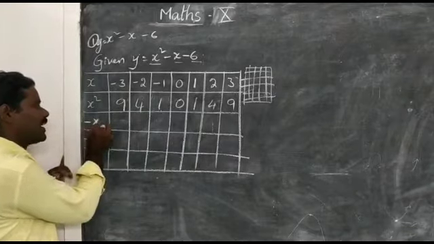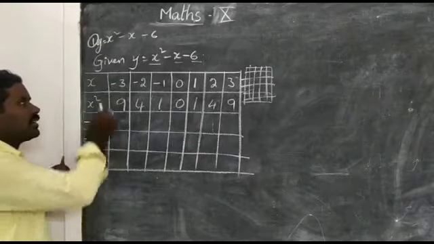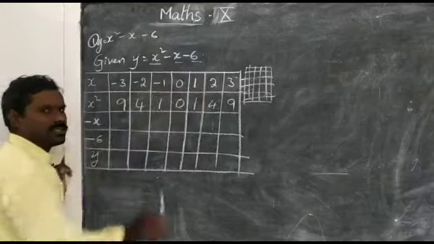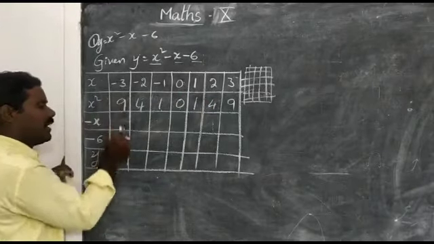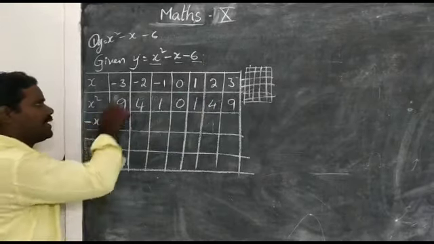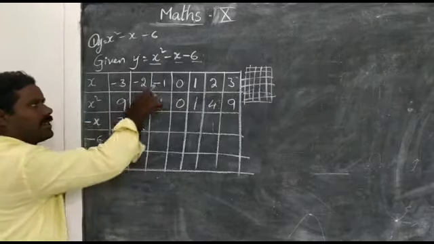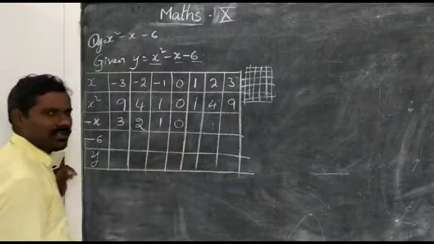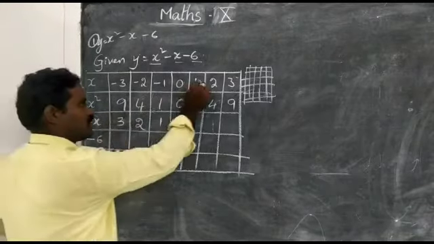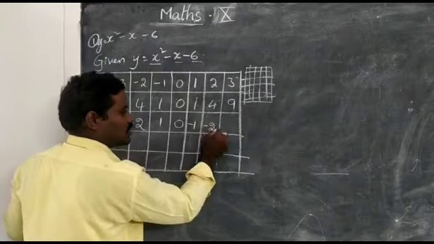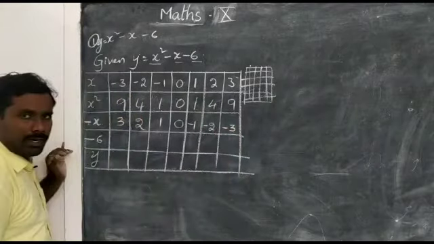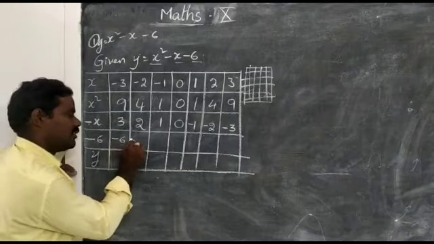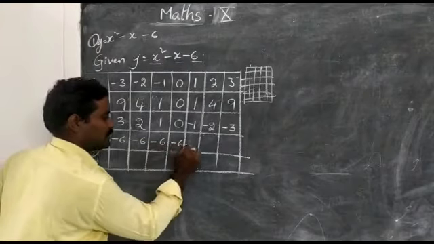Now minus x, just change the symbol. Here it is plus x and it is minus x. That means you have to multiply with the minus. Minus into minus plus 3, minus into minus plus 2, minus into minus plus 1, minus into 0 is 0, minus into 1 is minus 1, minus into 2 is minus 2, minus into 3 is minus 3. And then minus 6 is a constant. That means the value is always the same in every box.